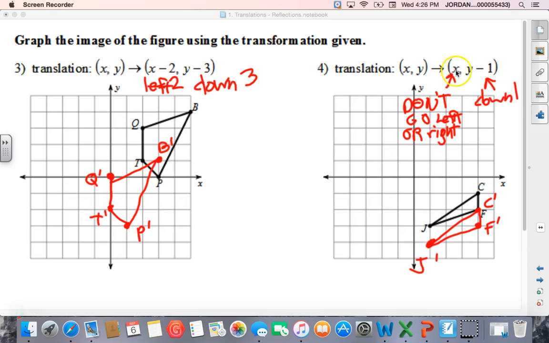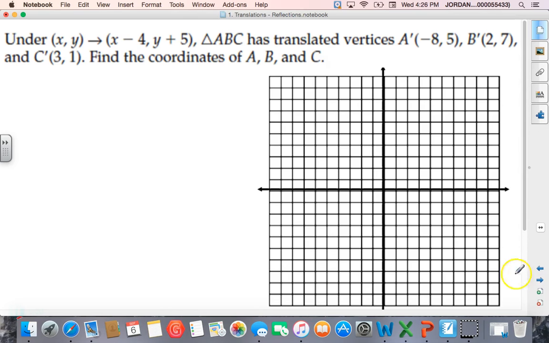So when there's no number added or subtracted to the x, that just means you don't go left or right any. So we're not going to be translating it at all left or right. But we will go down 1 because we're subtracting 1 from y. So all you had to do right here was move every point down 1. So you can see right here, C went down 1 to C prime, F went down 1 to F prime, and then J went down 1 to J prime, and there's our new figure.